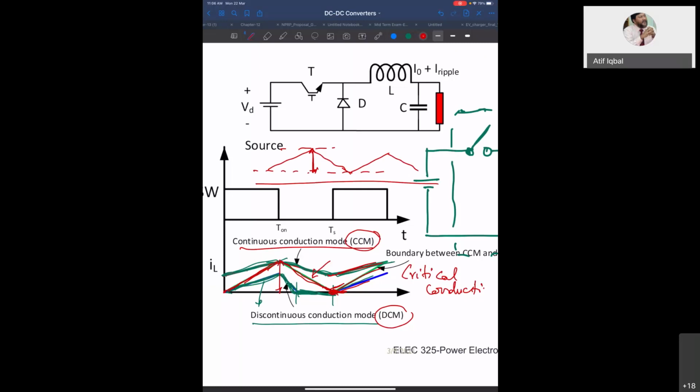But if it is critical conduction mode, then it will go to the peak and then come to zero. So this peak value, the ripple value, will be high. This is delta IL. So the highest ripple will be seen when the converter is operating in the boundary condition. Okay. So this is CCM, DCM, and boundary condition.